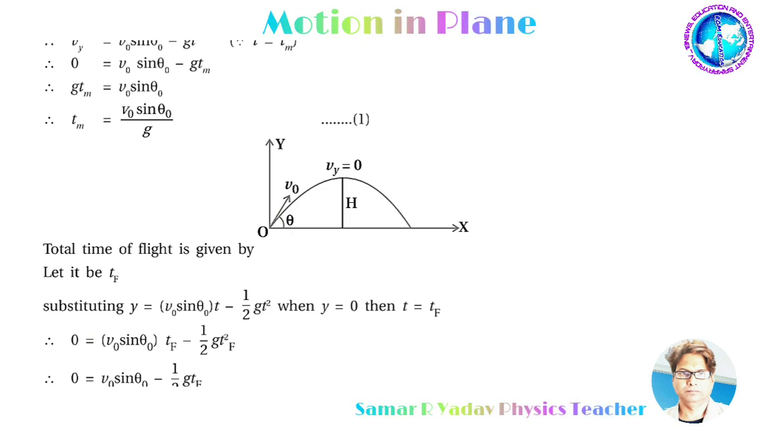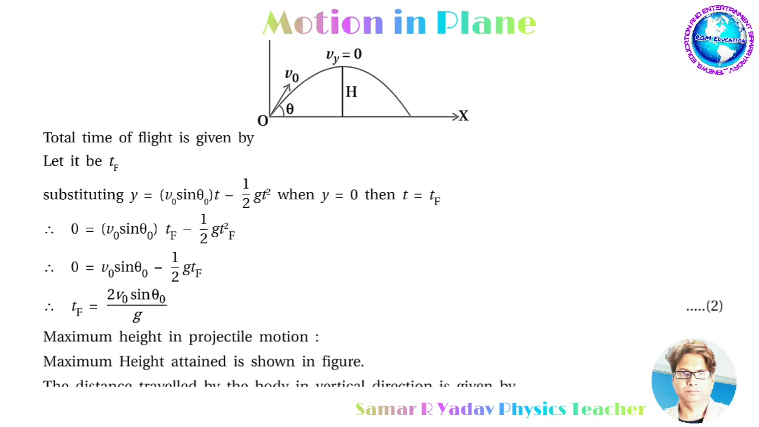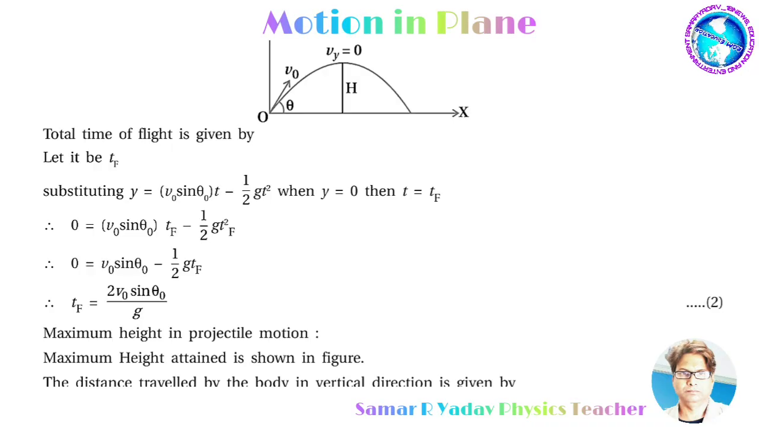Total time of the flight, let it be Tf. Substituting into y = (v0 sin θ0) t − ½ g t², when y = 0, then t = Tf. Therefore 0 = (v0 sin θ0) Tf − ½ g Tf². Therefore 0 = v0 sin θ0 − ½ g Tf. Therefore the time for total flight is Tf = 2 v0 sin θ0 / g.